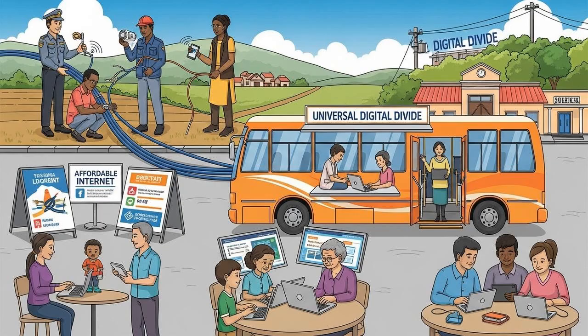Next, we must foster digital literacy. Access is pointless without skills. This means integrating digital skills into school curricula from a young age. It means empowering public libraries and community centers to become hubs for digital training, offering classes and one-on-one support for everyone, from a teenager learning to code to a senior learning to video call their grandchildren.